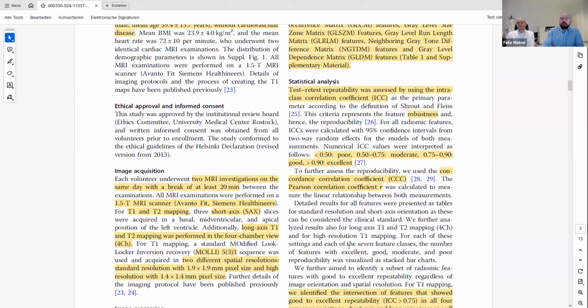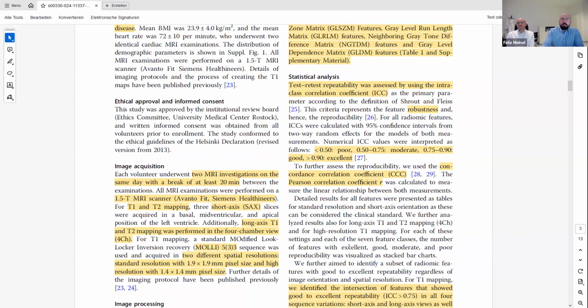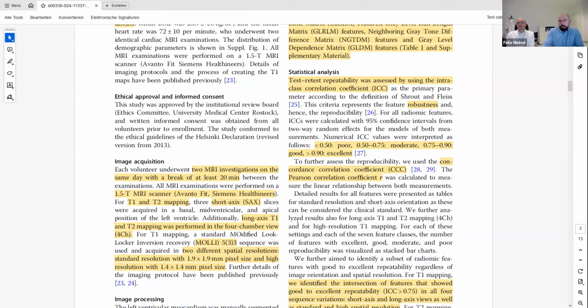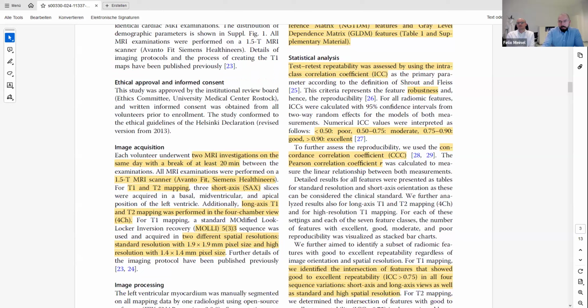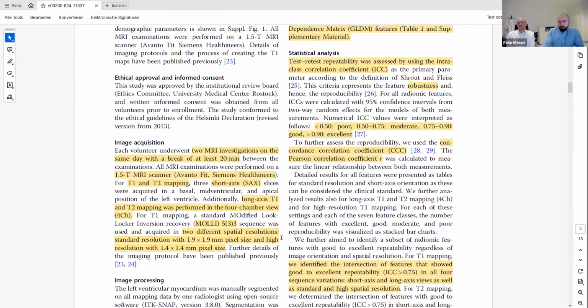from Siemens. And the protocol includes T1 and T2 mapping, as well as short and long axis orientations with two different spatial in-plane resolutions: 1.9 by 1.9 square millimeters for the standard resolution, which we used as the clinical standard, and 1.4 by 1.4 square millimeters for the higher resolution.